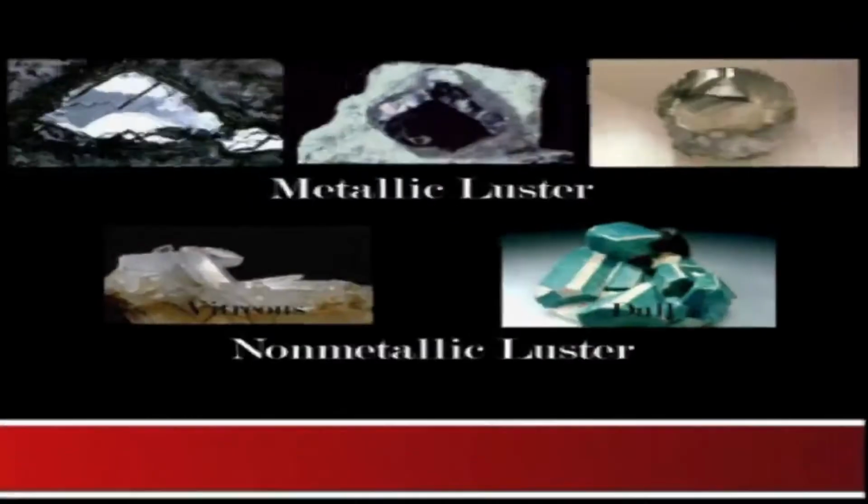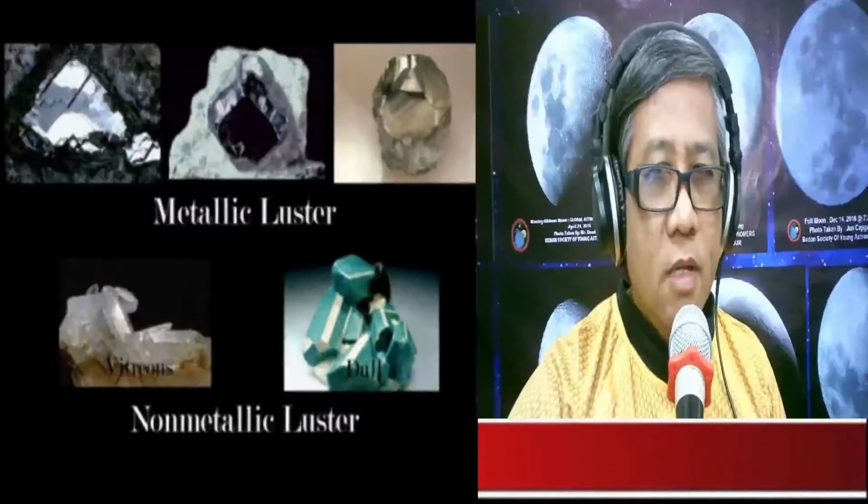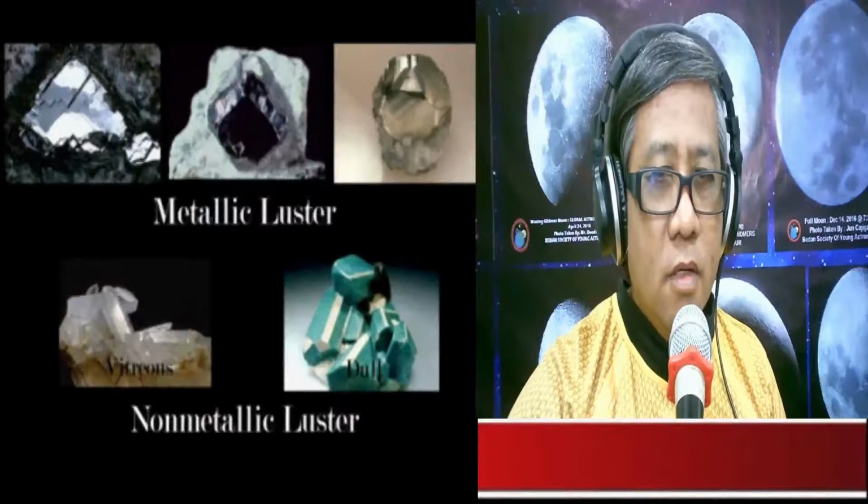As you can see in the following examples, minerals with metallic luster are shiny. Medyo makinang po sila. Unlike those minerals that are non-metallic, they are not shiny. Okay? So that's how we categorize minerals based on their luster as metallic or non-metallic.